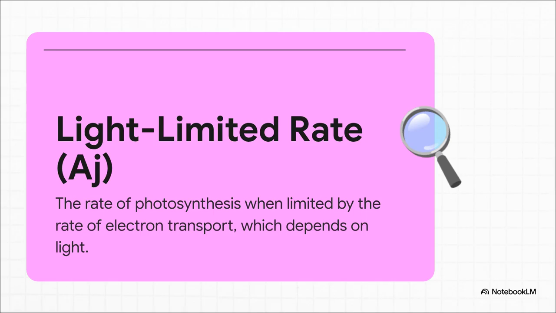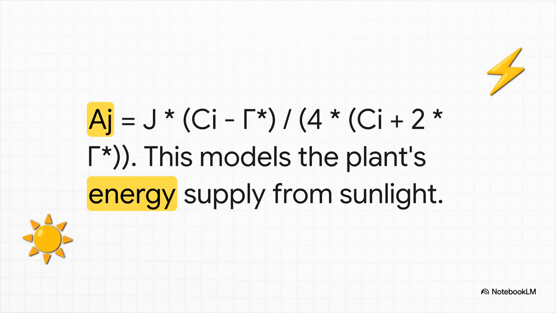The second bottleneck is a lot easier to wrap your head around. It's the energy supply. Simple as that. A plant can have the best machinery in the world, but without sunlight to power it all, nothing's going to happen. We call this the light-limited rate, or AJ. It's all about the fuel coming in from the sun. And yep, we can model this with an equation too.